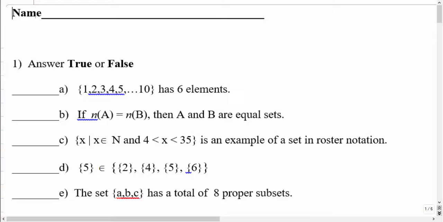Okay, so I suggest working a problem, stopping the video, working a problem, then play the video and check your answer, stopping it, working problems, playing it, checking, etc. Okay? You can't just watch a video, you have to do problems. Anyway, let's get started here.